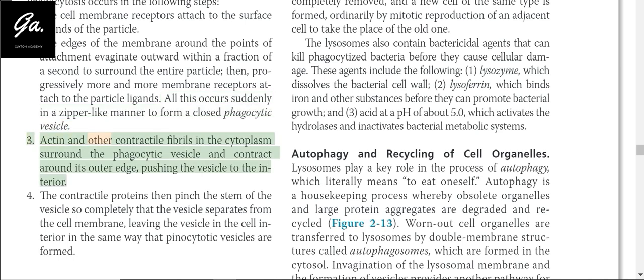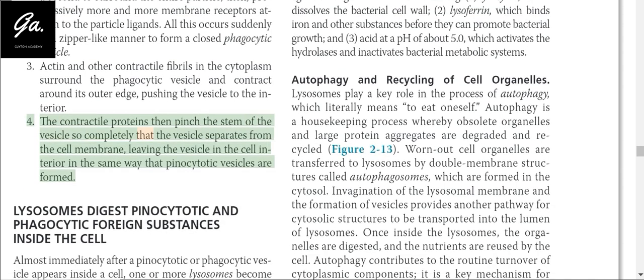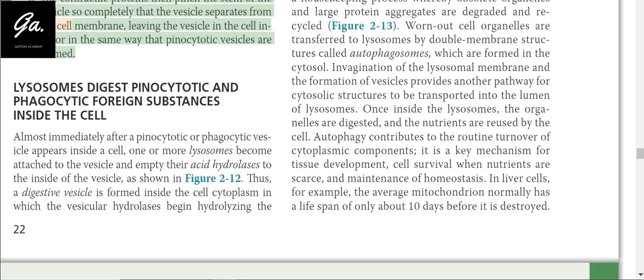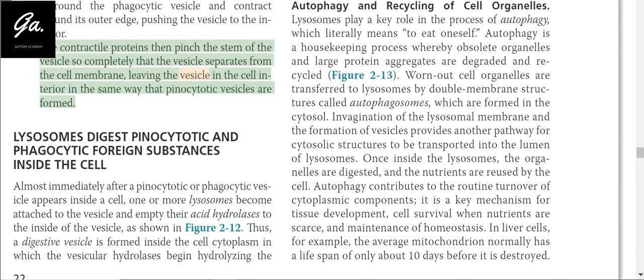3. Actin and other contractile fibrils in the cytoplasm surround the phagocytic vesicle and contract around its outer edge, pushing the vesicle to the interior. 4. The contractile proteins then pinch the stem of the vesicle so completely that the vesicle separates from the cell membrane, leaving the vesicle in the cell interior in the same way that pinocytotic vesicles are formed.